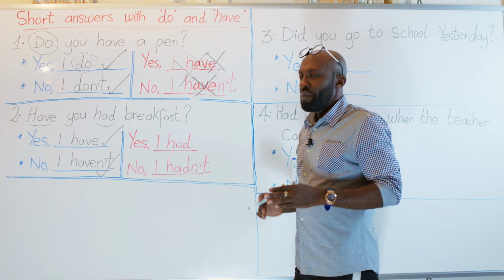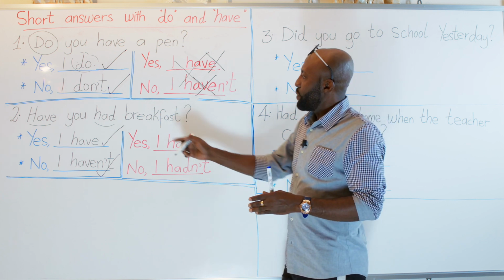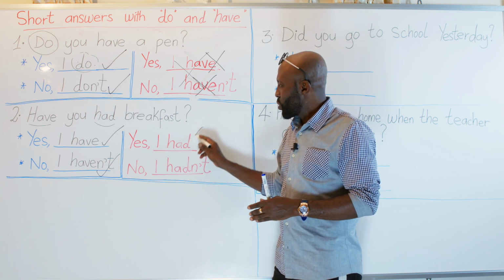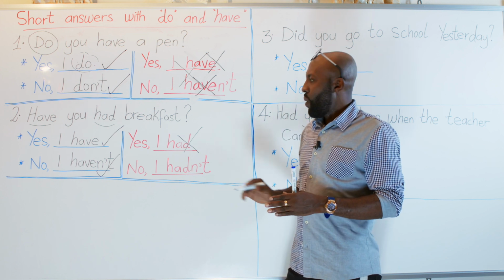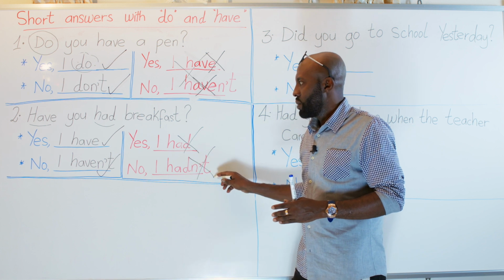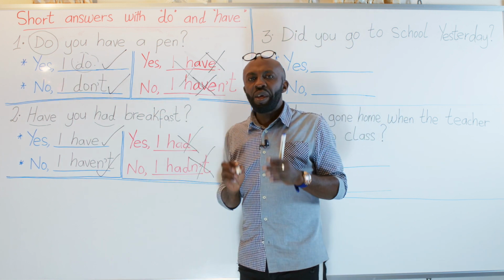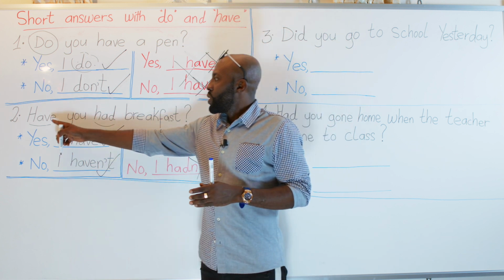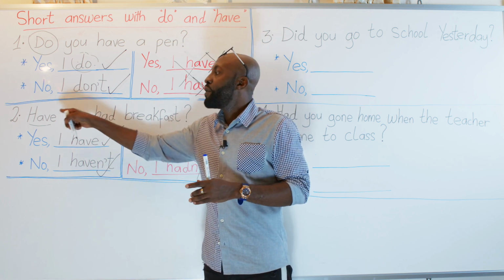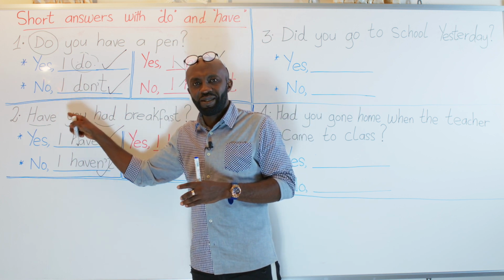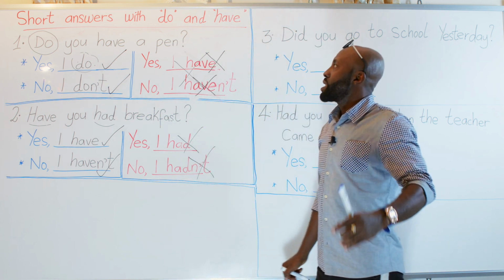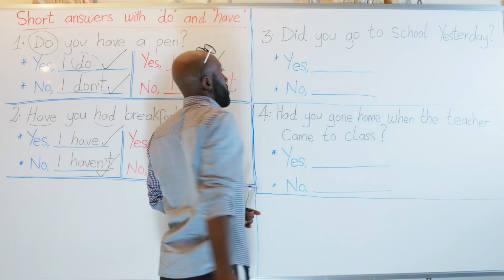Some students make the mistake of giving an answer like, yes, I had. No, this one is wrong. Or they say, no, I hadn't, which is wrong. So you have to pay attention to the auxiliary verb have, which is the first verb of this sentence. Is that okay?